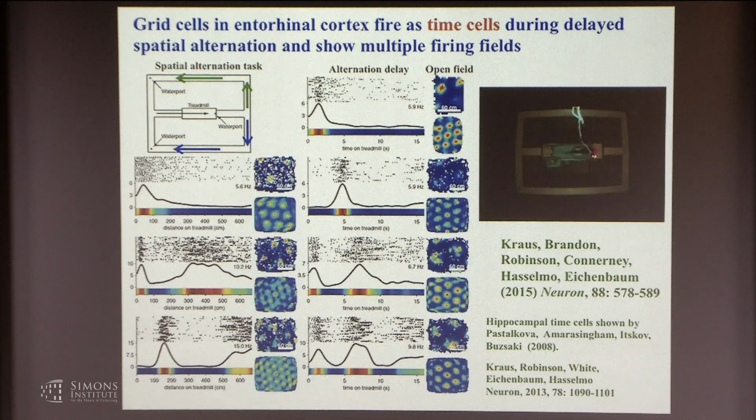So it's a very striking characteristic. I want to emphasize that these time cells were initially described in hippocampus, but this is showing that the cells that fire as grid cells will also fire as time cells.